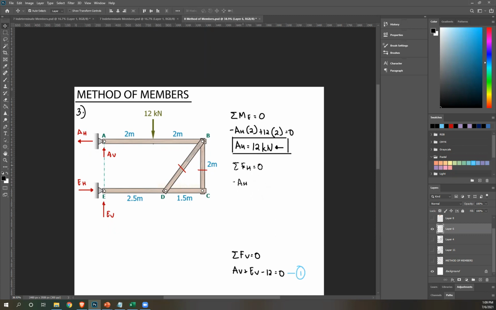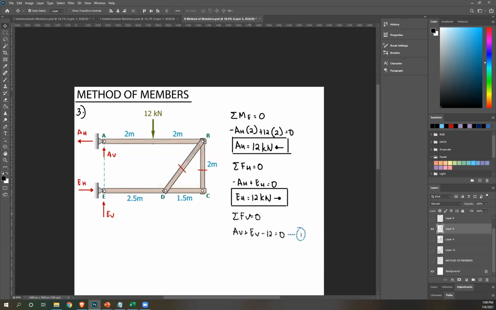Let's pretend we did summation of forces horizontal first. Again, to the left, negative AH. To the right, positive EH. There's no other horizontal force. Equate that to 0, and therefore EH equals AH, which is 12. Positive, therefore correct assumption, it's to the right. So that's one other answer that we have. And then when you move on to summation of forces vertical, there's nothing to solve.